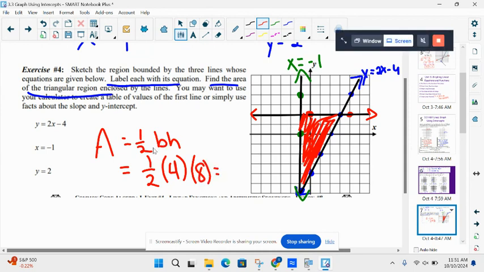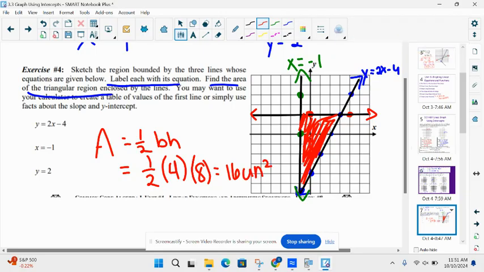And then we can multiply. So 1/2 times 4 is 2. 2 times 8 is 16. And then since you don't have a unit, you would just put unit squared. Okay, so that would be the area.